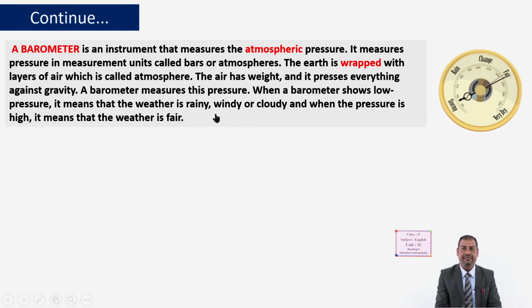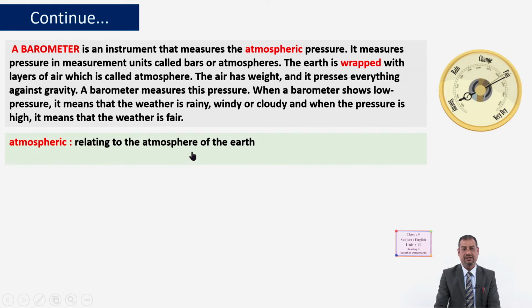So you all read it once again. Have you finished reading? Good. And there are some unfamiliar words for you. Atmospheric. So what does it mean? Can you tell me? Okay, the meaning of atmospheric is relating to the atmosphere of the earth. And how do you pronounce it? Atmospheric. Okay, atmospheric, atmospheric. Once again, atmospheric. So have you written it down in your exercise book?